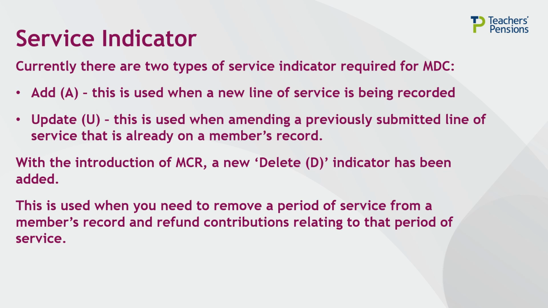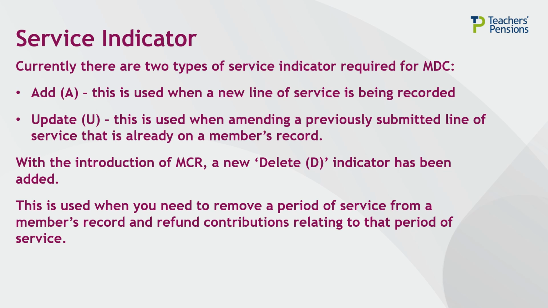So if you were reporting for December and adding a new line of service for December, you'd put an A next to that. If previously submitted information has to be amended, for example, due to a backdated pay award, then you'd put a U next to the relevant service to update it, as well as the newly added line of service. An update line will then override any previously submitted service lines.